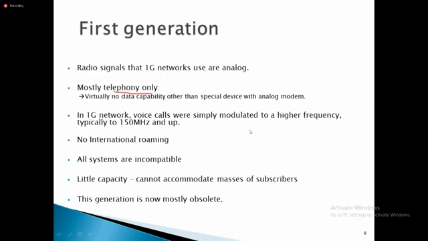So only voice communication. Mostly telephony means only voice. First generation was dedicated only for voice transmission. Virtually no data capability other than special devices like analog modems. So there is no data capability. Voice transmission was enabled; the only purpose was voice transmission. In 1G networks, voice calls were simply modulated to higher frequencies, typically up to 150 megahertz. And there was no international roaming. It was not possible. Incompatible systems: your mobile system is not compatible with the fixed telephone system.